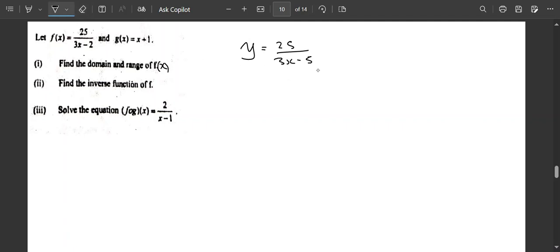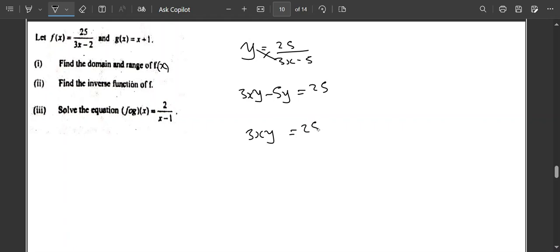So what we do here to find the inverse, you make x the subject of the formula. So that will be y. So 3xy when you multiply, then minus 5y is equal to 25. So now we make x the subject of the formula. So it will be 3xy is equal to 25 minus 5y. I'm repeating the same thing instead of writing 2 here. So this is 2y. Okay, so it's 3xy is equal to 25 minus 2y.